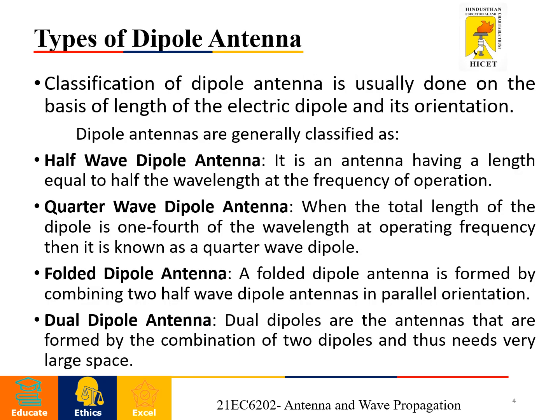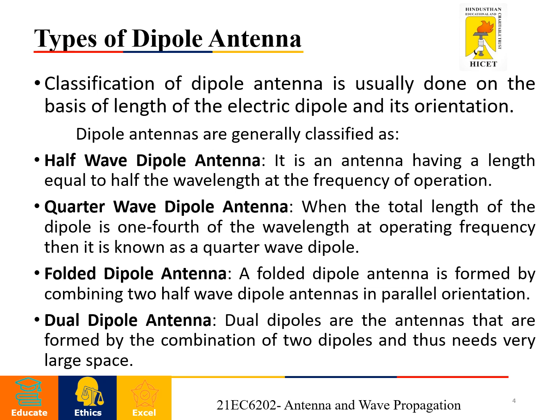Next, types of dipole antenna. Classification of dipole antenna is usually done on the basis of length of the electric dipole and its orientation. So dipole antennas are generally classified as half-wave dipole antenna, quarter-wave dipole antenna, folded dipole antenna, dual dipole antenna. First one is half-wave dipole antenna. It is an antenna having a length equal to half the wavelength at the frequency of operation.